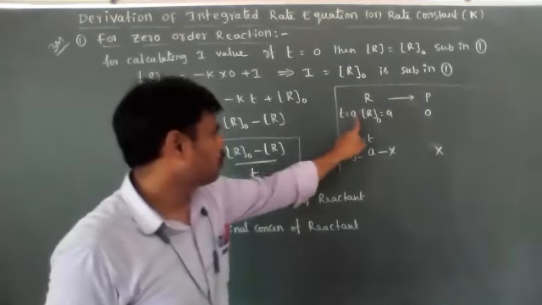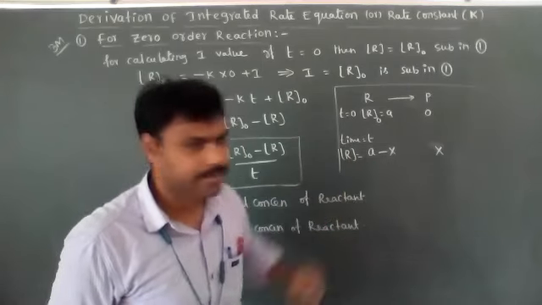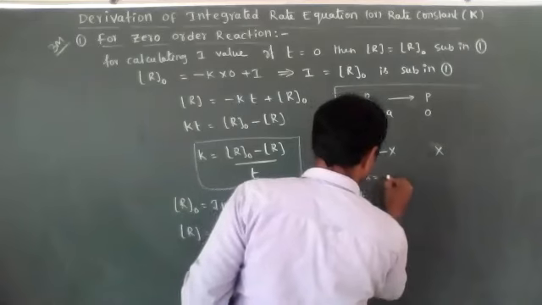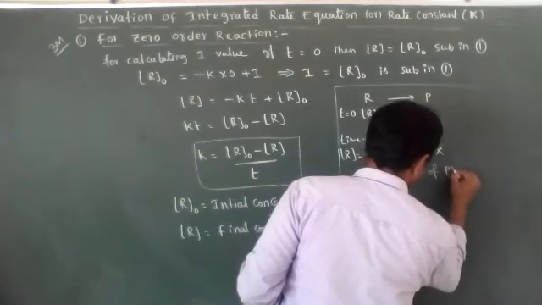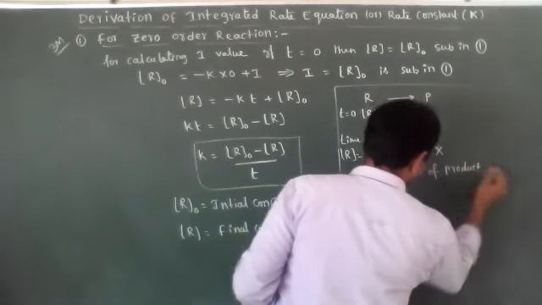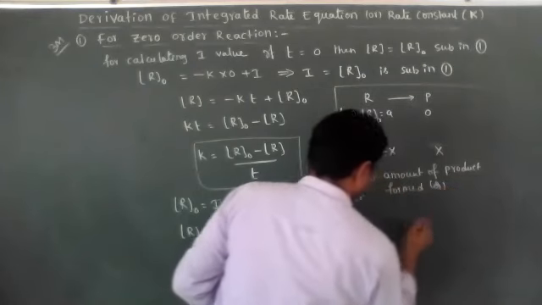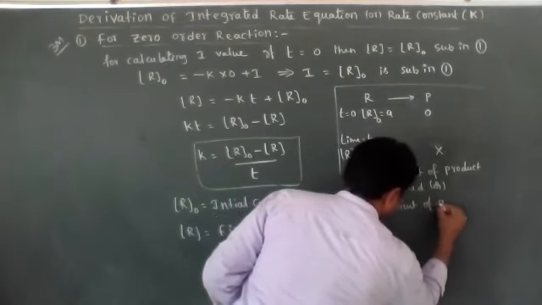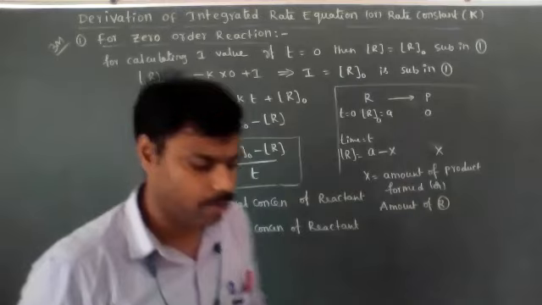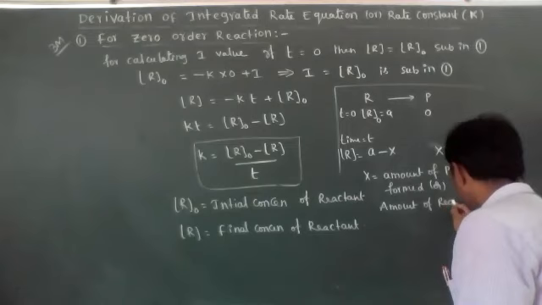Just substitute R0 is equal to a and final concentration is equal to a minus x, where x is equal to the amount of product formed, or the amount of reactant decomposed.